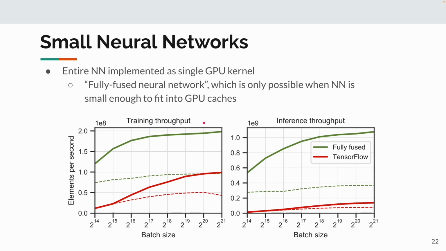This figure shows the throughput of training and inference for different batch sizes. As we can see, the speedup of the fully fused neural network over TensorFlow is around 5 to 10 times. The solid line represents a 16-neuron wide MLP, and the dashed line represents 128 neurons wide. As you can see, in both scenarios, the fully fused neural network outperforms the naive TensorFlow implementation by a large margin.